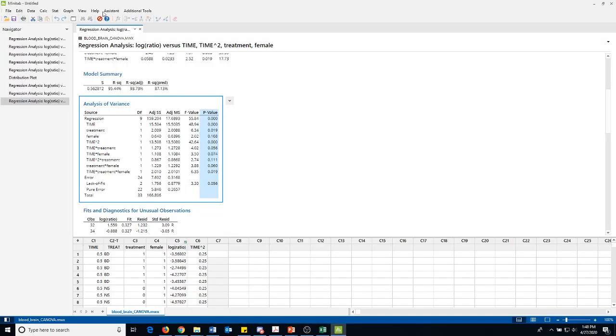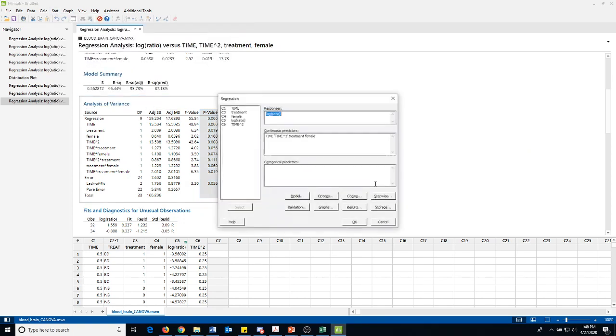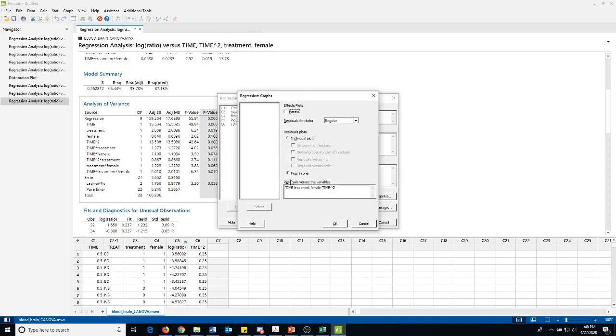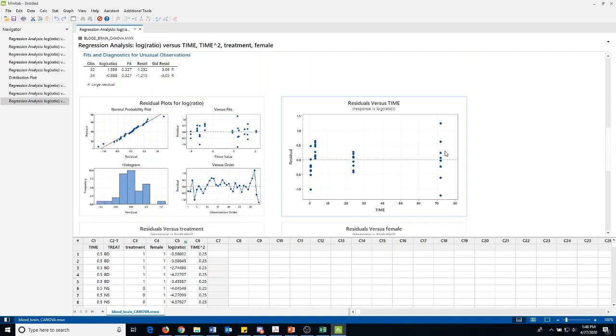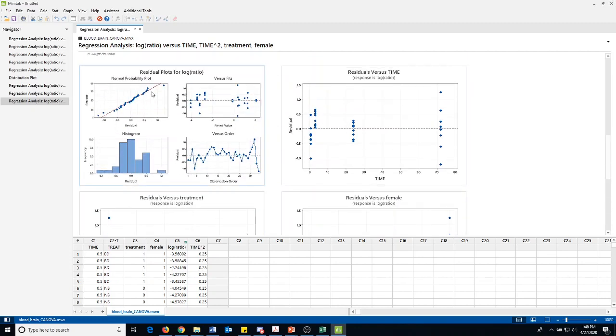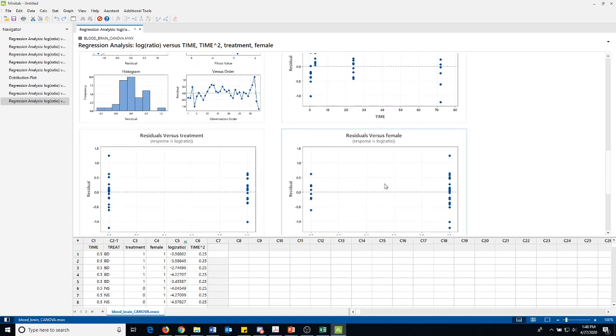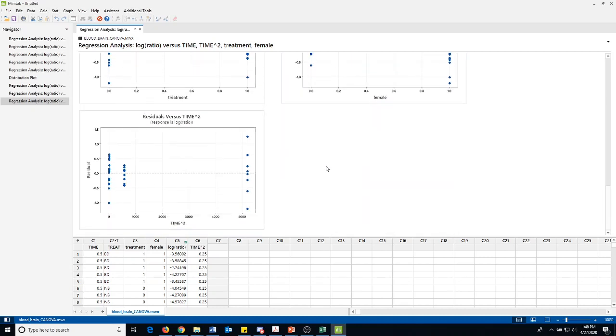And I should actually do, while I'm here, some residual analysis. I kept meaning to do that. So for graphs, we'll do a four-in-one. Oh, maybe I already did that. Yeah, I did it. Okay, good. It kind of looks okay. We should probably do a normal probability plot of the residuals. They don't really look that bad, so we can go ahead.